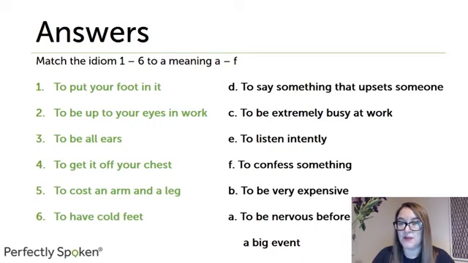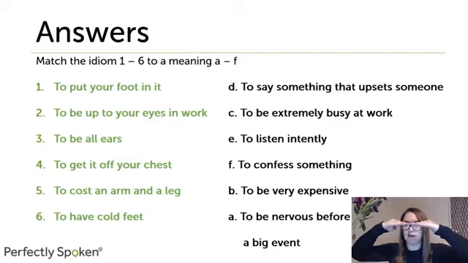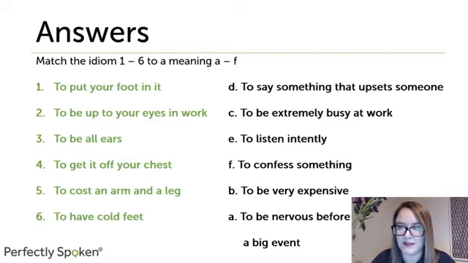Number 2, to be up to your eyes in work means to be extremely busy. If you have all the paper in front of you, it's up to your eyes, you're extremely busy. Number 3, you could have guessed perhaps, to be all ears, because it's connected to listening. So if you listen to someone intently with great focus, you can say, I'm all ears.